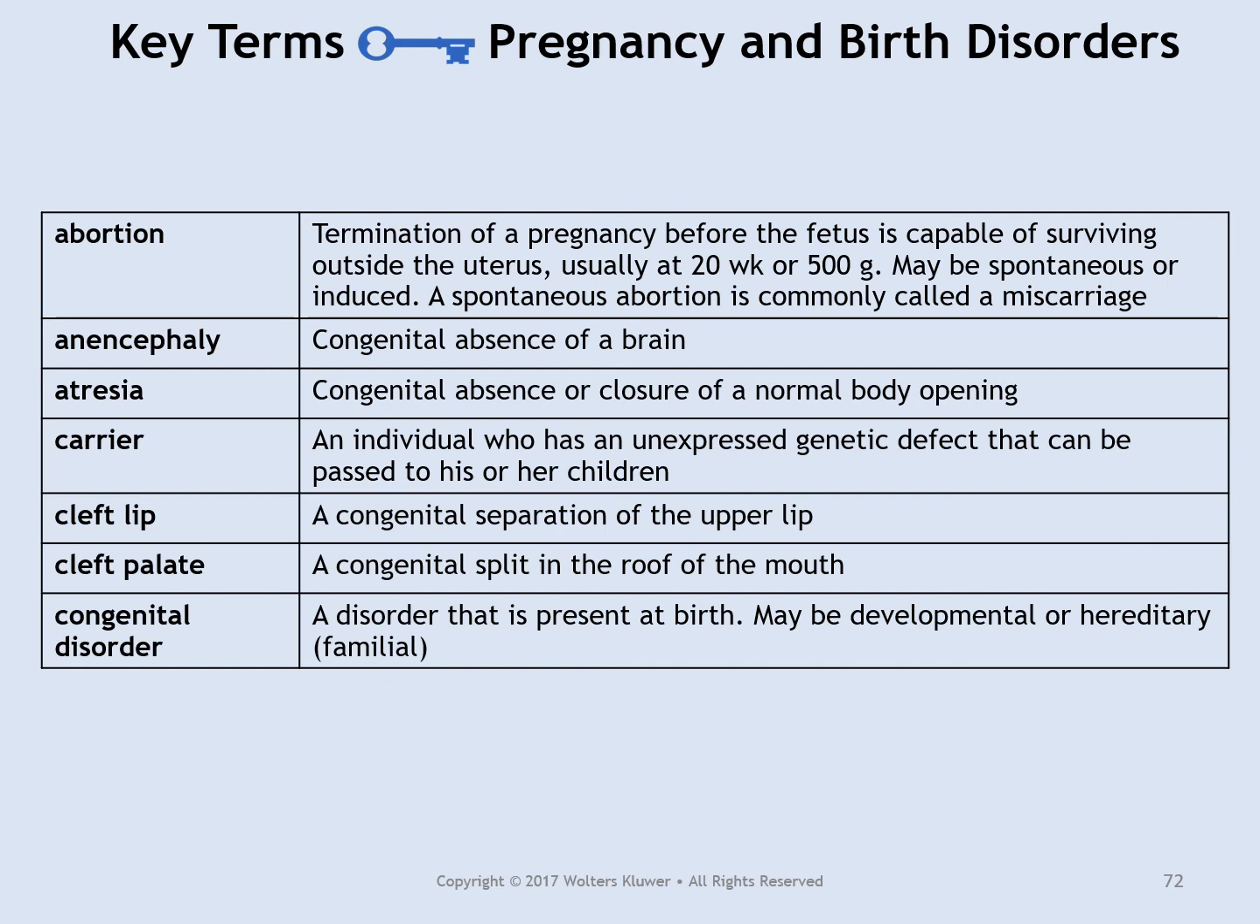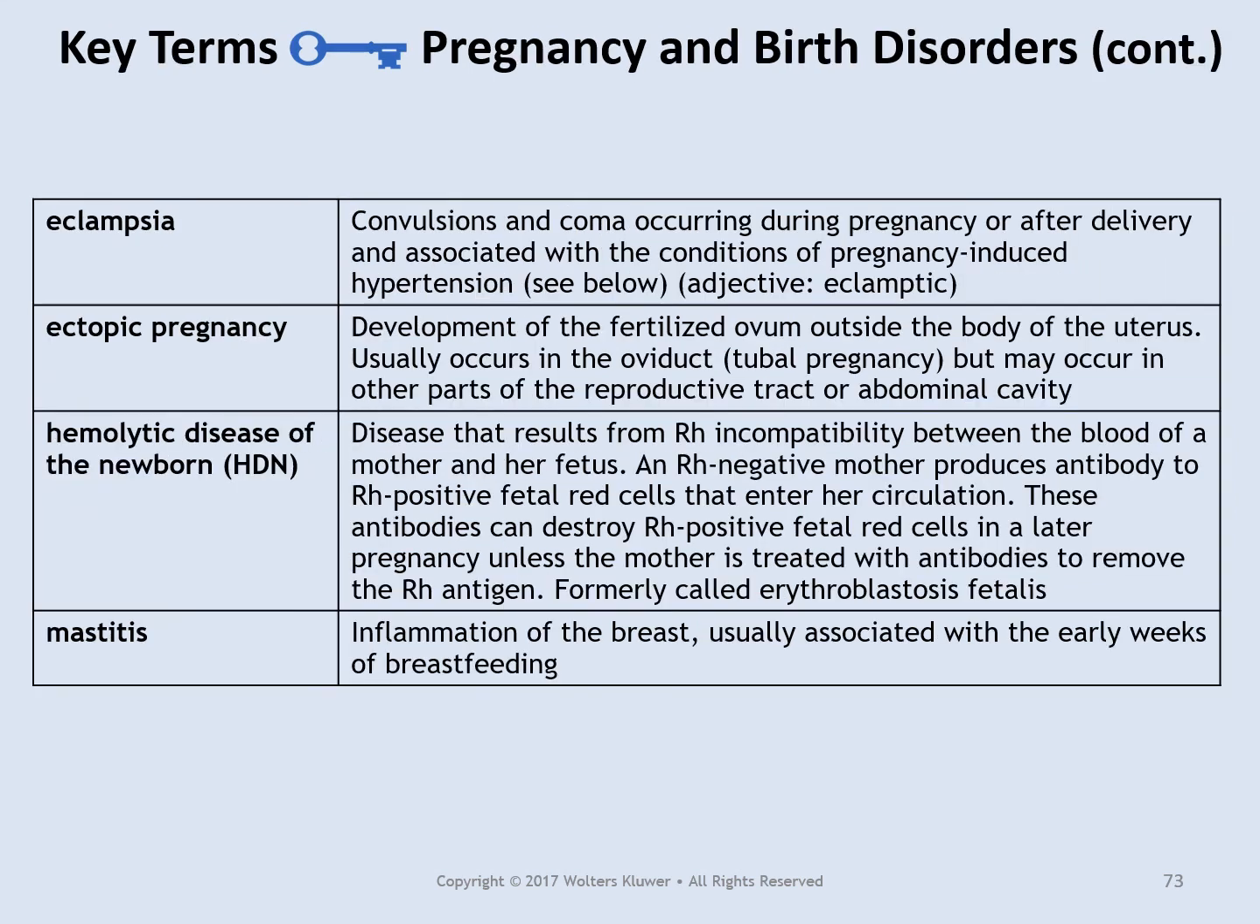Let's look at the key terms and see how we've done in covering these. Okay, looks good. We're talking about that Rh incompatibility. We're looking at hemolytic disease in a newborn. We're talking about the incompatibility of the Rh in the fetus and the mother.